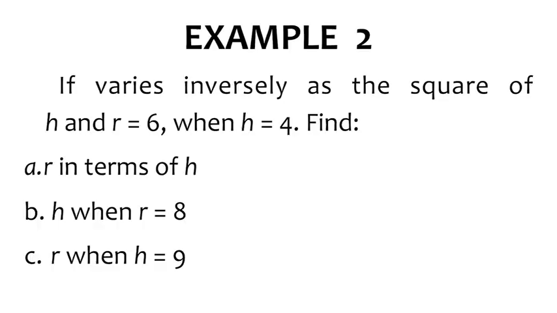So if R varies as the square of H and R equals 6 when H equals 4, find R in terms of H. In the first example, it says the relationship between. Now R in terms of H. B, find H when R equals 8. C, R when H equals 9.